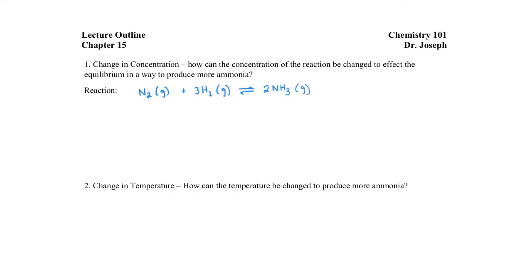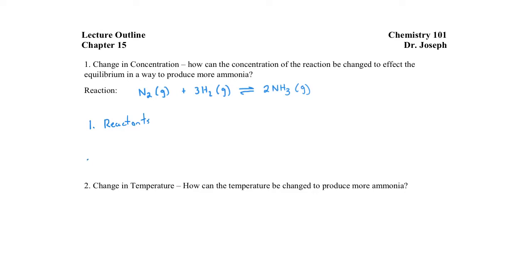All right, so let's talk about the three types of stressors and how we can apply them to this particular chemical system so that we can favor the production of ammonia. So the first type of stress that we learned about was change in concentration. We learned that the types of stresses in terms of concentration change can be thought of in terms of increasing or decreasing the concentration of reactants or products.